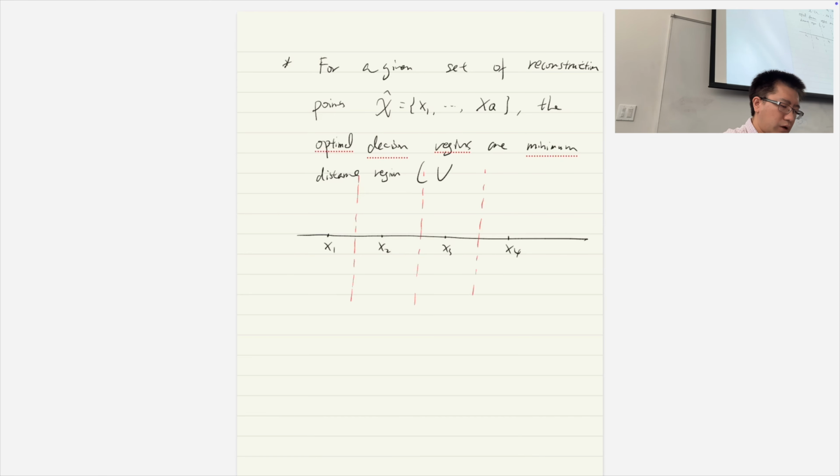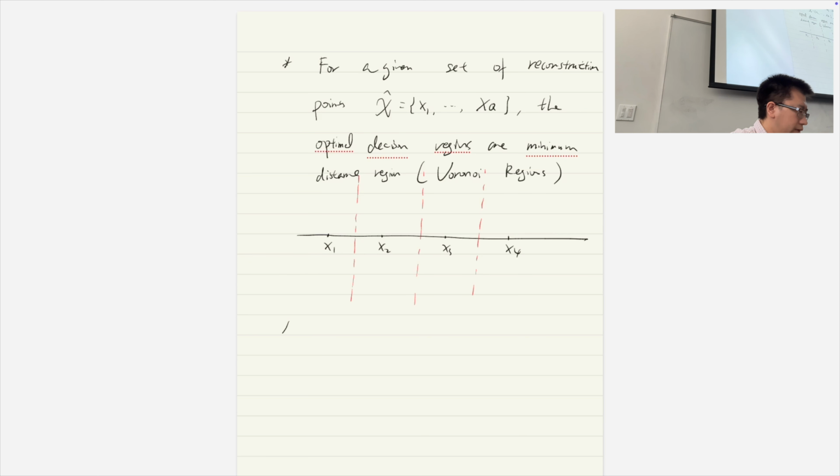This is also called the Voronoi region. It's purely distance-based. So this basically means that given a bunch of points, you can determine the optimal region. That's not very hard. Okay, next.